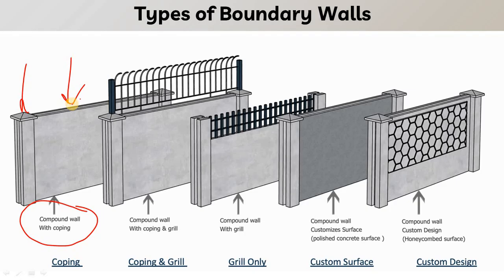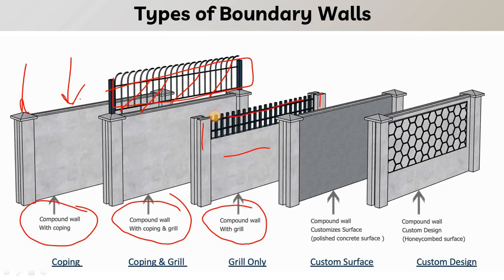So let us move on to the second one, that is known as compound wall with coping and grill. So basically it is a compound wall with the coping and grill on the above. Okay, so we have compound wall with grill. So we have the column, precast panel, precast column, and a steel grill above. Then we have compound wall customized surface.